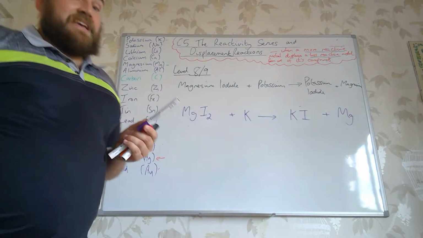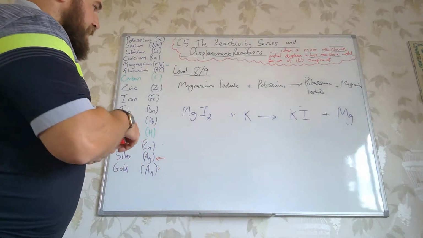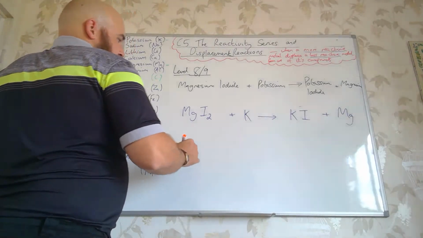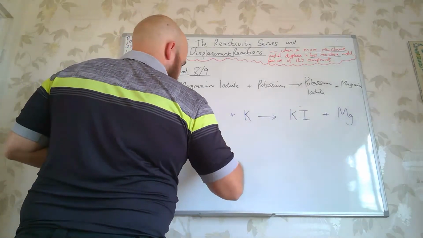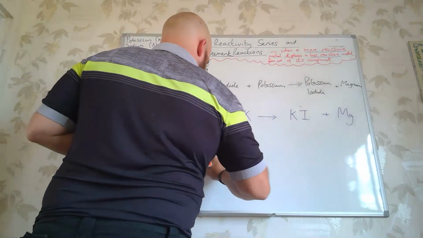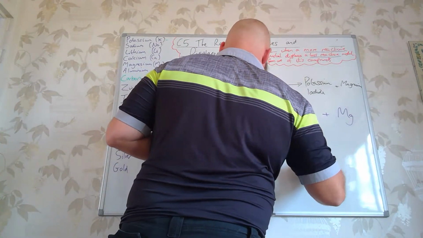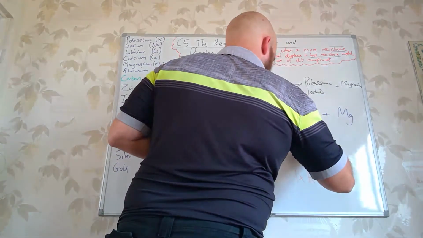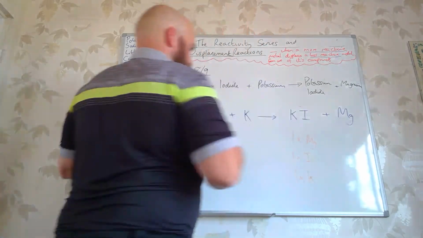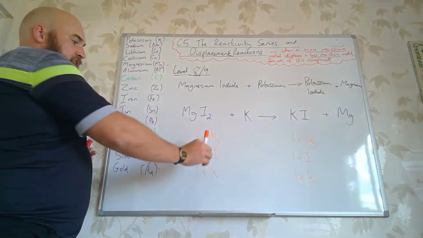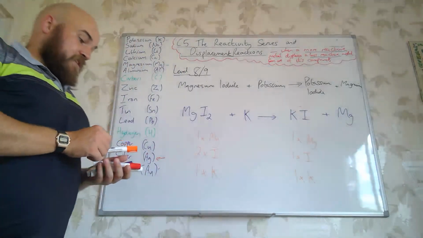I now need to see is this thing balanced. Right, so more balancing equation practice. Well, what have I got on the left? I've got 1 Mg, I've got 2 I's, and I've got 1 K. On the right-hand side, I've got 1 K, I've got 1 I, and I've got 1 Mg. So compare and contrast. Have I got the same number of atoms on the left as I do on the right? The answer is no, I don't.